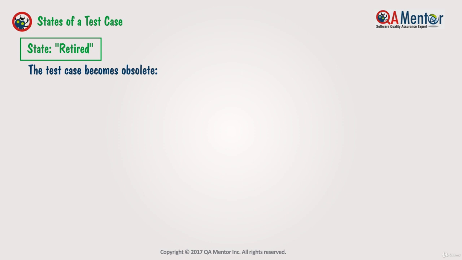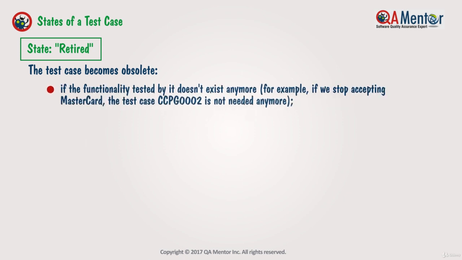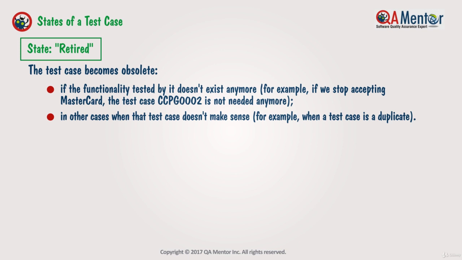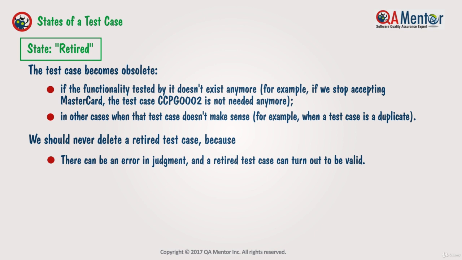State: retired. The test case becomes obsolete if the functionality tested by it doesn't exist anymore. For example, if we stop accepting MasterCard, the test case CCPG0002 is not needed anymore. In other cases, when that test case doesn't make sense, for example, when a test case is a duplicate, we should never delete a retired test case because there can be an error in judgment and a retired test case can turn out to be valid.